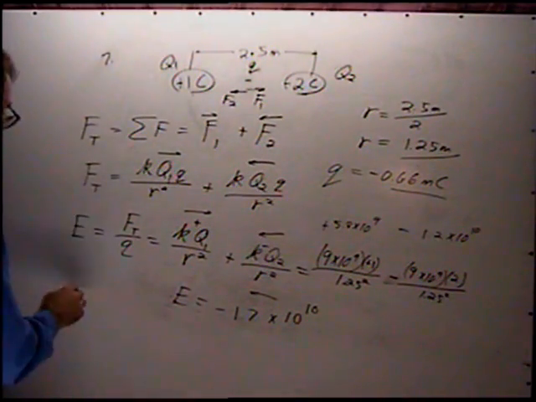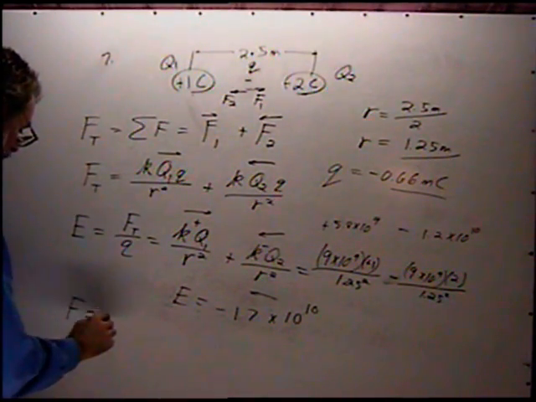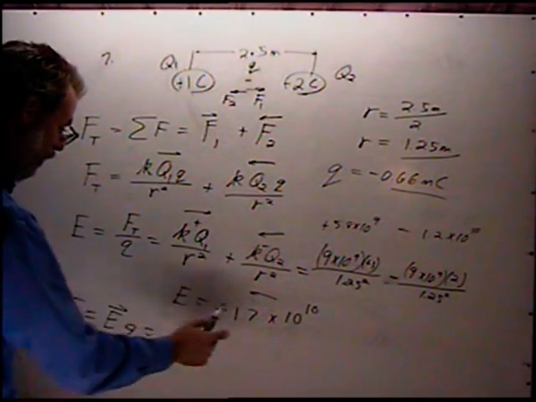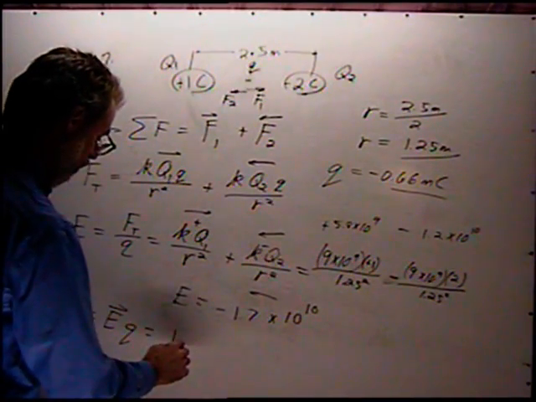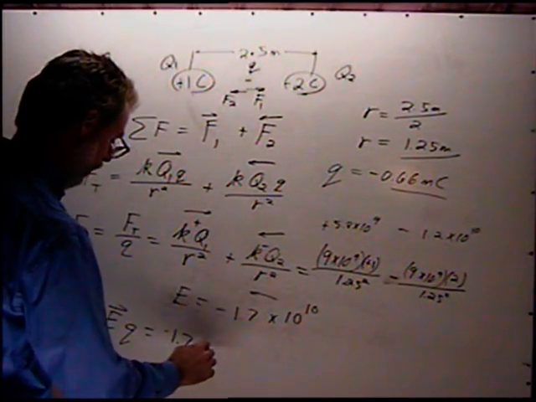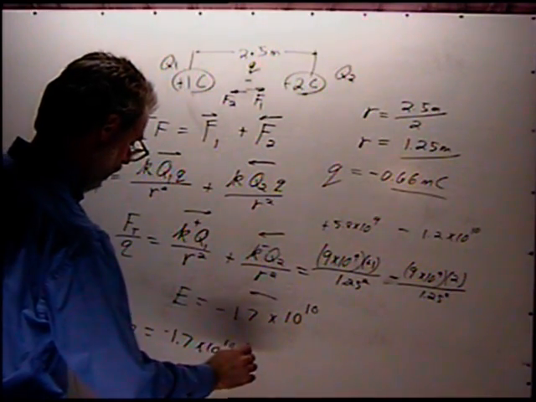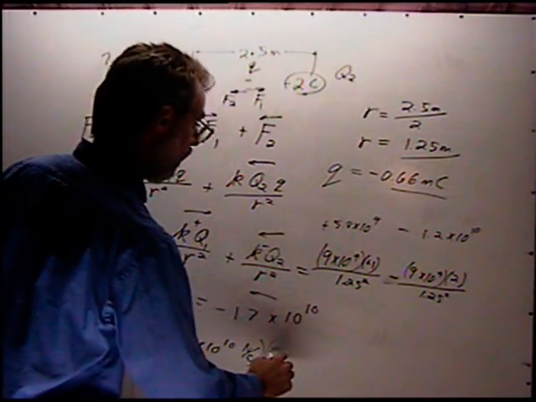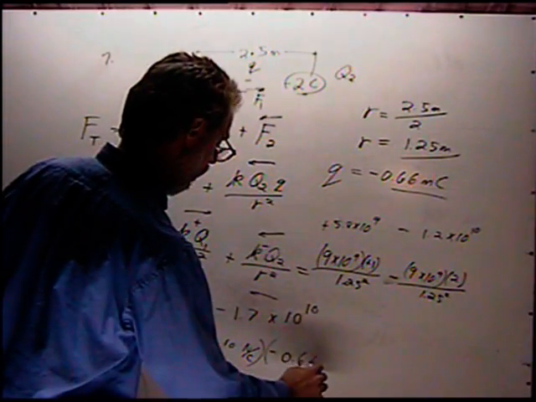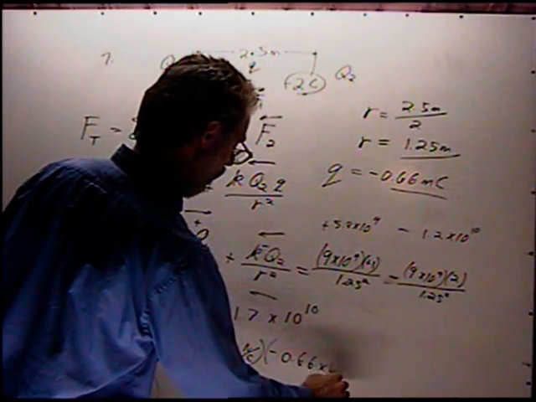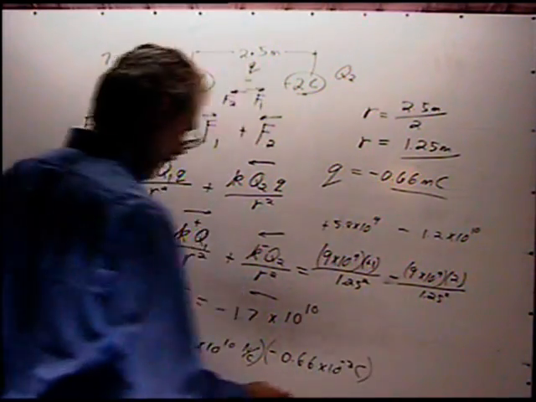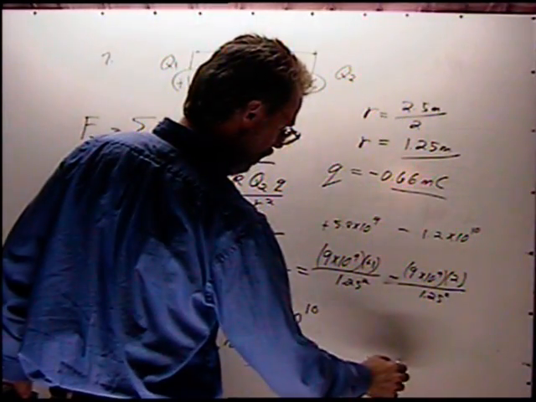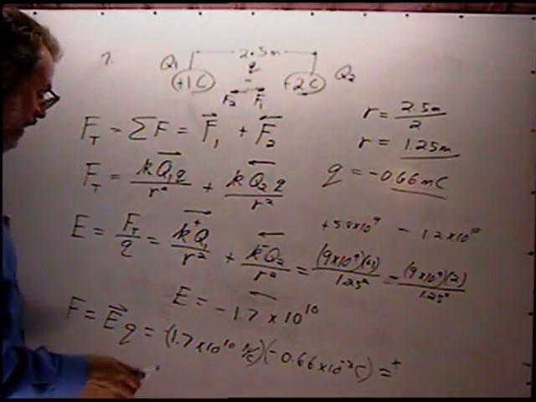Remember, the force is now the electric field times that charge. It will be minus 1.7 times 10 to the 10th Newton per Coulomb, and I multiply that by the charge, negative 0.66 millicoulombs, times 10 to the minus 3 coulombs. Notice the sign. We're going to end up getting a plus force.